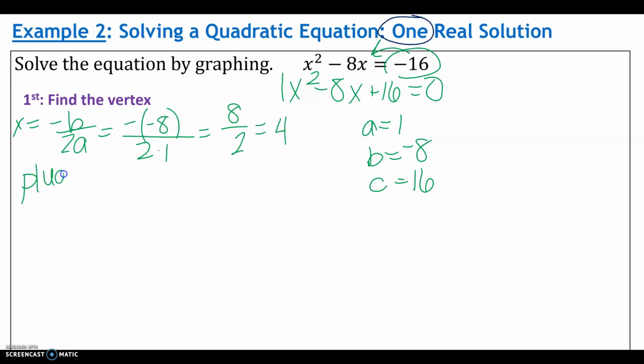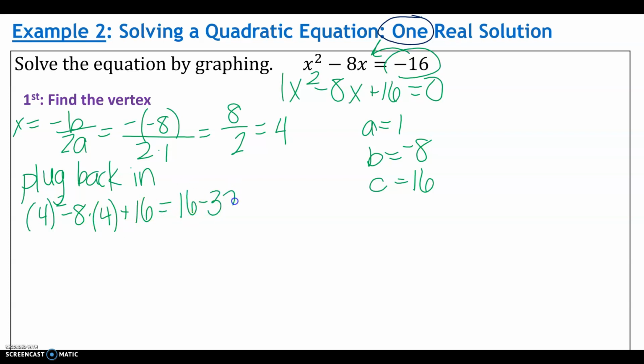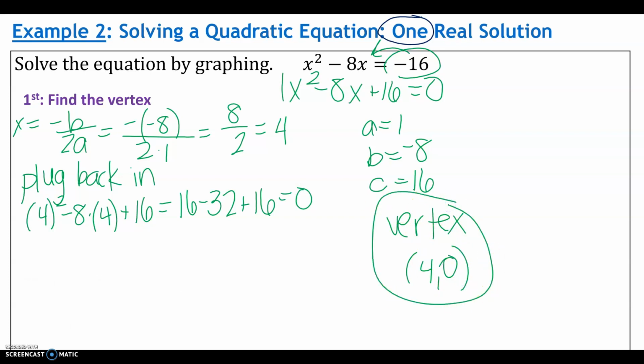Now we're going to plug back in, and we would get 4 squared minus 8 times 4 plus 16. Follow PEMDAS. 16 minus 32 plus 16 equals 0. So our vertex is (4, 0). So that's, again, the most important point.